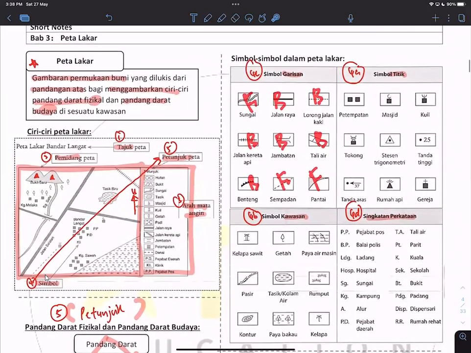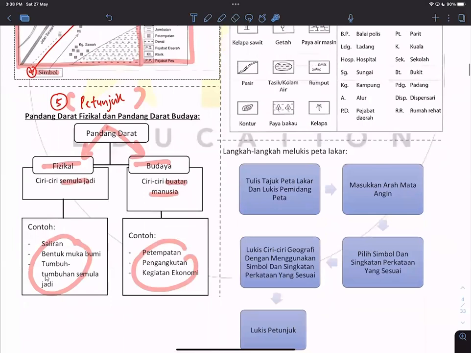Petunjuk, okay, so after Petunjuk, Langkah. So please put a star. Okay, I'm not going to teach you guys one by one. So remember the first one, we try to tulis tajuk and then lukis berminat. So this is your first ciri, this is your second ciri.